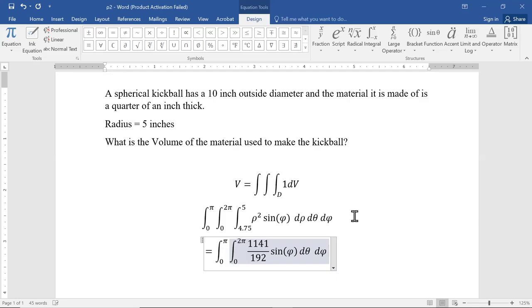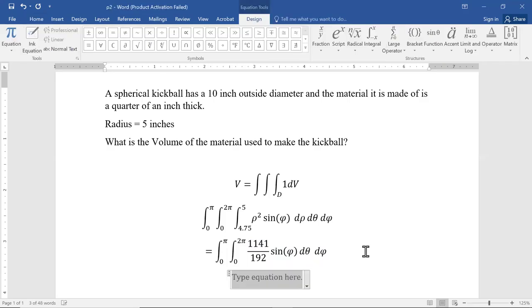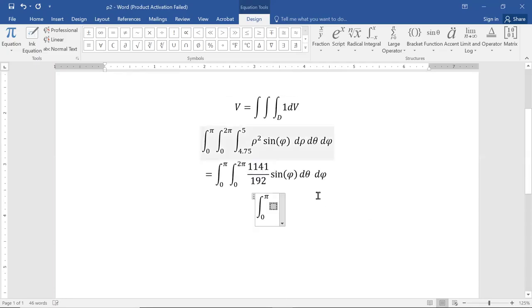Now I can integrate with respect to theta. Sine of phi, once again, is constant with respect to theta. So I just multiply by 2 pi there, and I'm going to get 1,141 divided by 96 times pi.